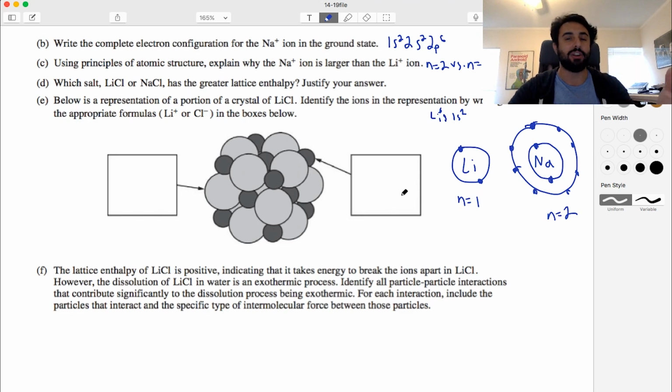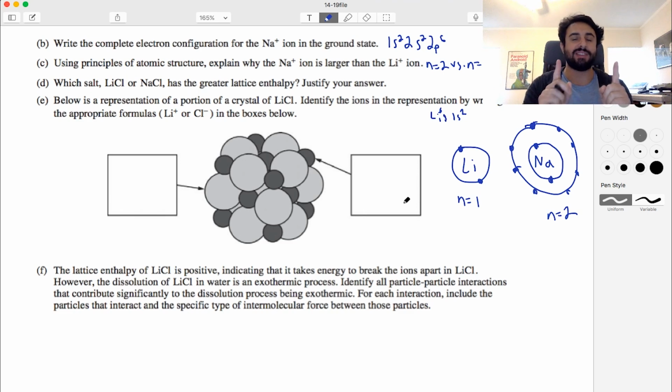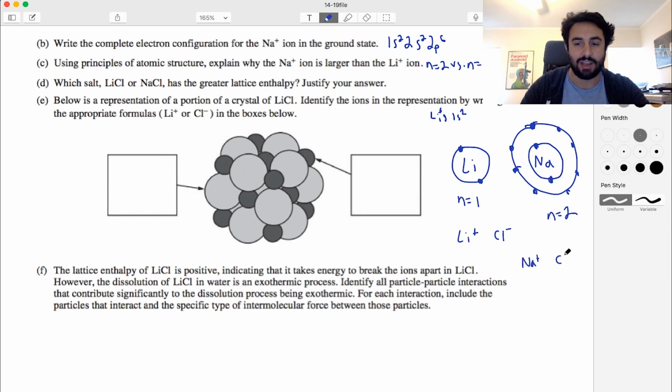Then also the magnitude of the charge. So if you have +1, -1, that's not as strong an attraction as +2, -2. That would be stronger. So LiCl and NaCl: we have Li+ and Cl-, and we have Na+ and Cl-.